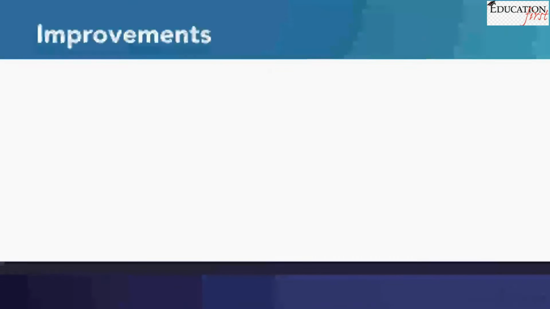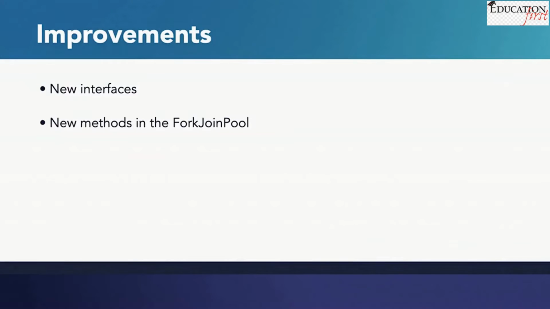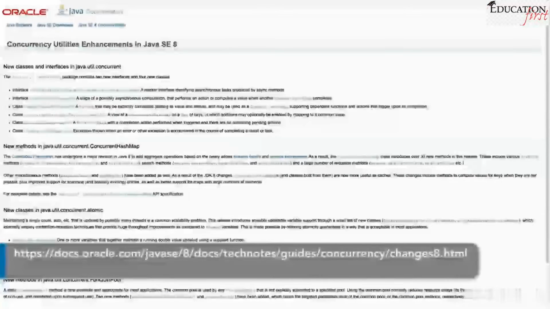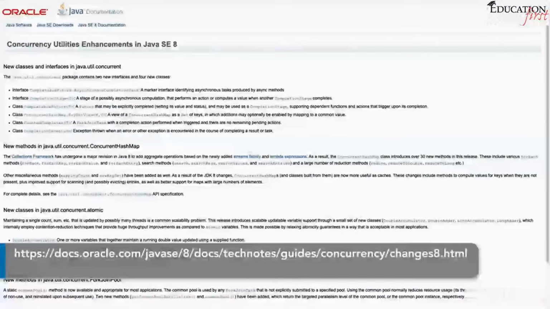These improvements include new interfaces in the concurrent API, new methods in the fork join pool, some additions to the concurrent hash map, and new options for working with atomic variables. Also, there's a new class called StampedLock. This is a lock with several options for controlling read-write access. Here are the Oracle notes for the enhancements on the concurrent API.